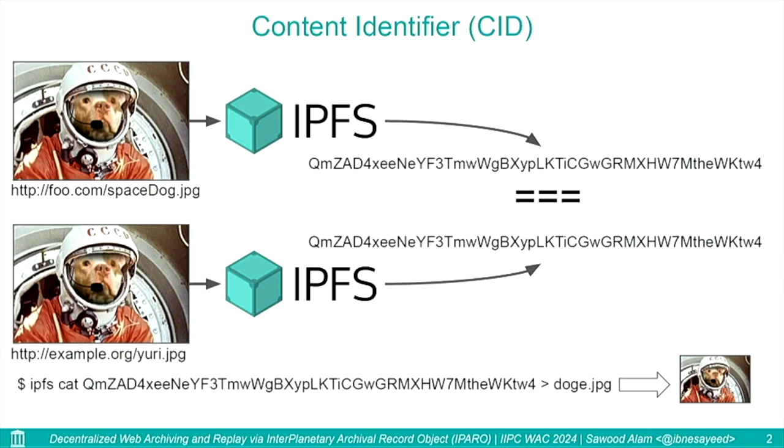And then using the protocol in a peer-to-peer network, you can ask like, hey, do you have content that matches this CID? And so in this case, the very same picture of that poor dog coming from foo.com/spacedoc.jpg or example.org/uri.jpg, doesn't matter as long as those bits are exactly the same, they will yield the very same hash. And when you are resolving, you just say IPFS cat or whatever tooling you are using, you give them the hash and you'll perhaps get the content out from somewhere.